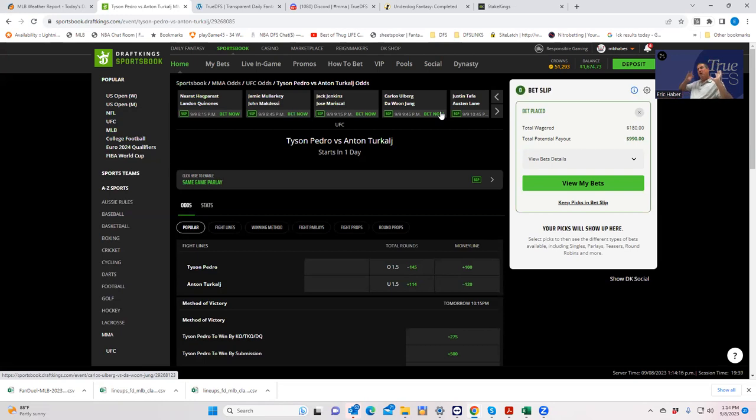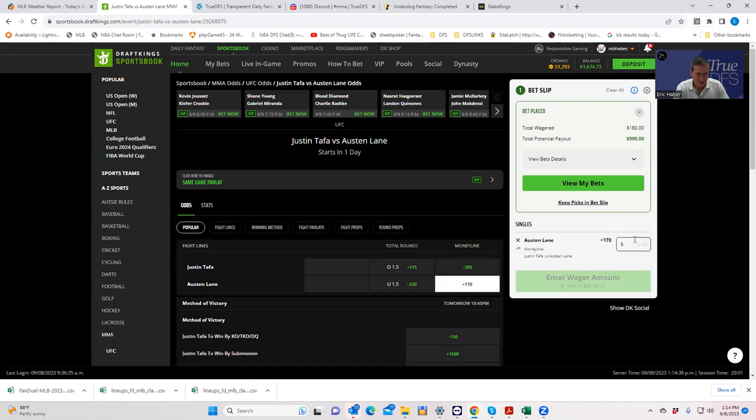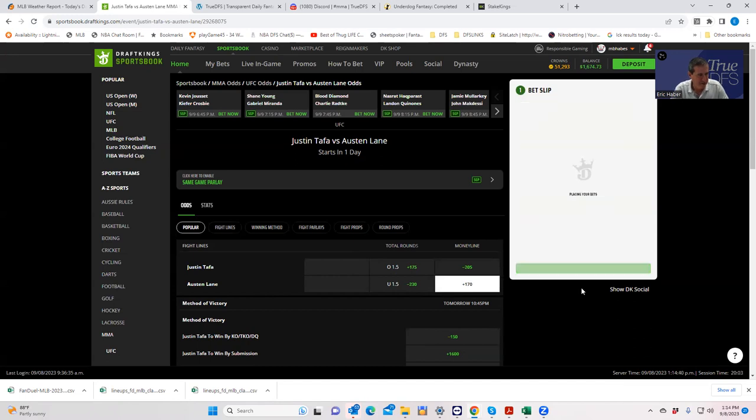And now they're coming to Australia, where Taffa has the home court advantage and Austin Lane is going to be outside of his element. Not only that, but Taffa is going to get his revenge for getting poked in the eye in front of his home fans. Easy money. So we're taking Austin. Austin Lane plus 170 or 180.